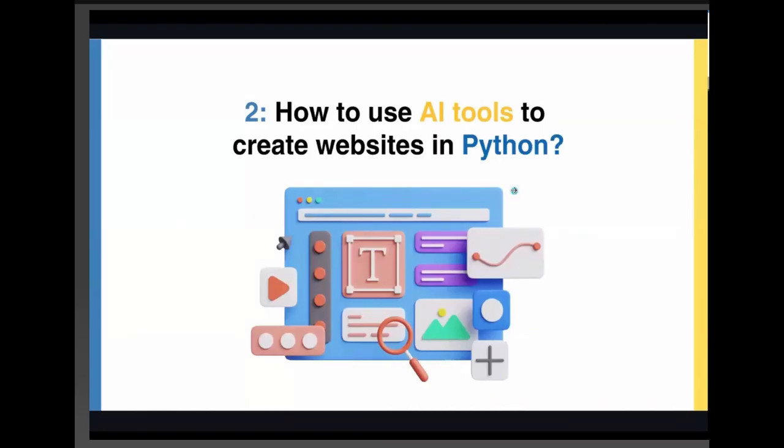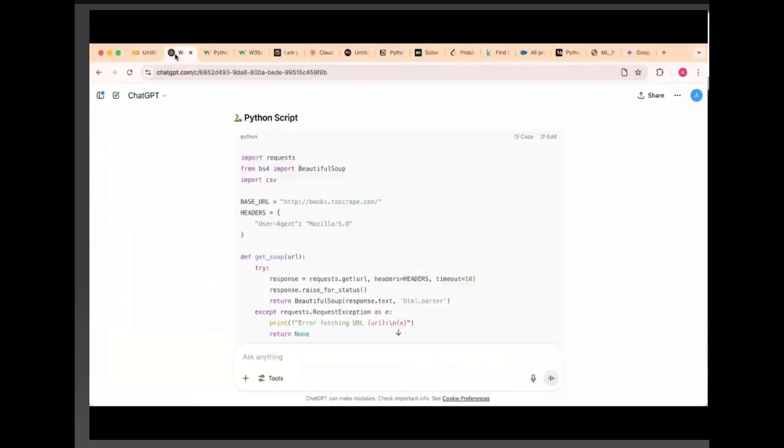But HTML cannot do a lot of calculations, because for calculations we need something else. You can also use AI tools to create a blog in WordPress. So how do we use AI tools to create websites in Python? Let's check it out. I'm going to make a website that we can use as a calculator.